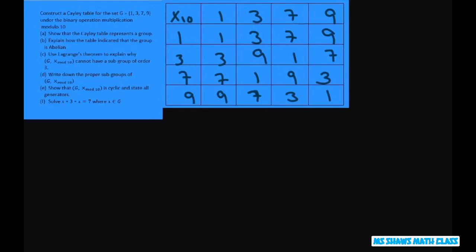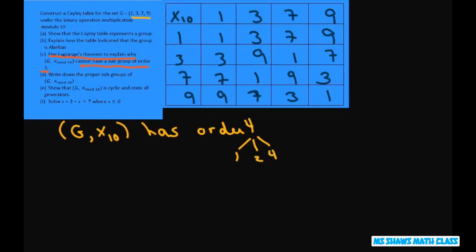All right, now let's go further. Use Lagrange's Theorem to explain why we cannot have a subgroup of order 3. So basically what Lagrange's Theorem says is if our group G, star 10, has order 4, that's the number of elements, that means that subgroups cannot have an order that's not a factor of 4. So the factors of 4 are 1, 2, and 4. So 3 is not a factor of 4. Therefore, the subgroup cannot have order 3.